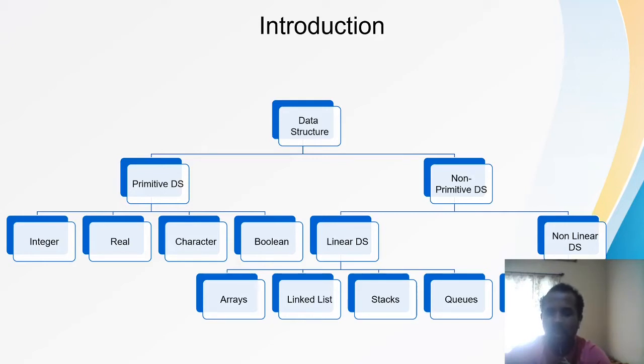Linear data structure can be achieved by two methods. The first method is by the memory location, that is by the array, and the second one is by the pointer or by the links, that is linked list.